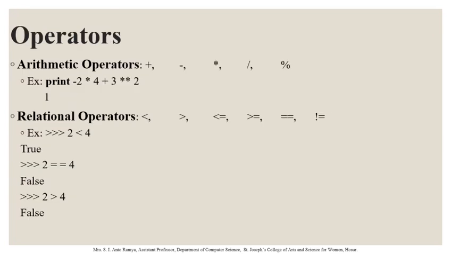Then we are going into operators. We have arithmetic operators: addition, subtraction, multiplication, division, and modulus operator. An example is given here: minus 2 into 4 plus 3 to the power of 2. So 3 to the power of 2 is 9. Minus 2 into 4 is minus 8. So minus 8 plus 9 will give you the answer 1.